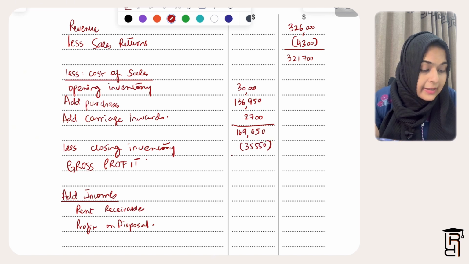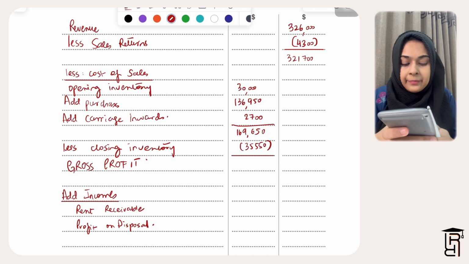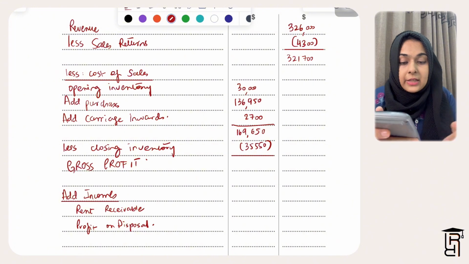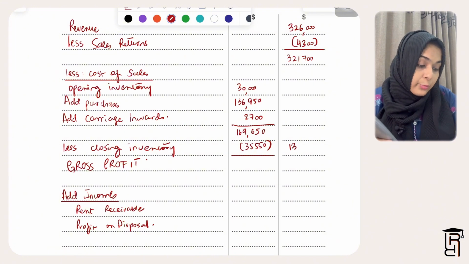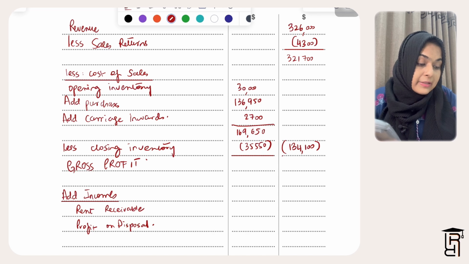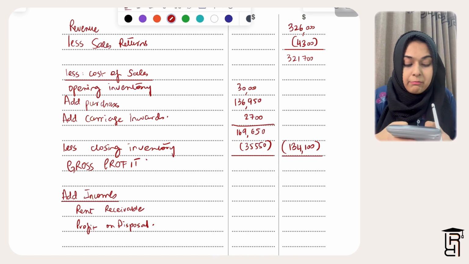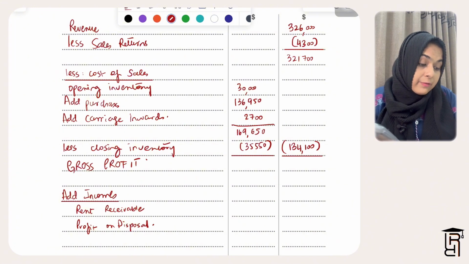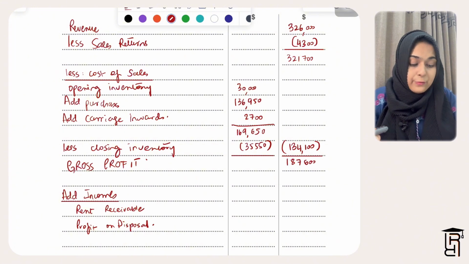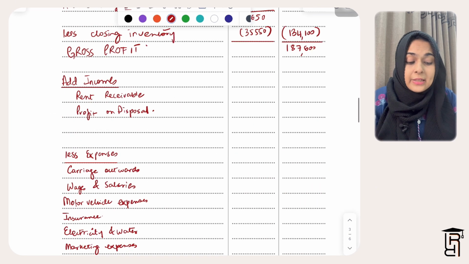When I subtract that from 169,650, I will get 134,100. This is my cost of sales. So net sales minus cost of sales is again my gross profit. So 321,700 minus 134,100 is 187,600, which is my gross profit. So very simple. Then we move on to writing the incomes here.